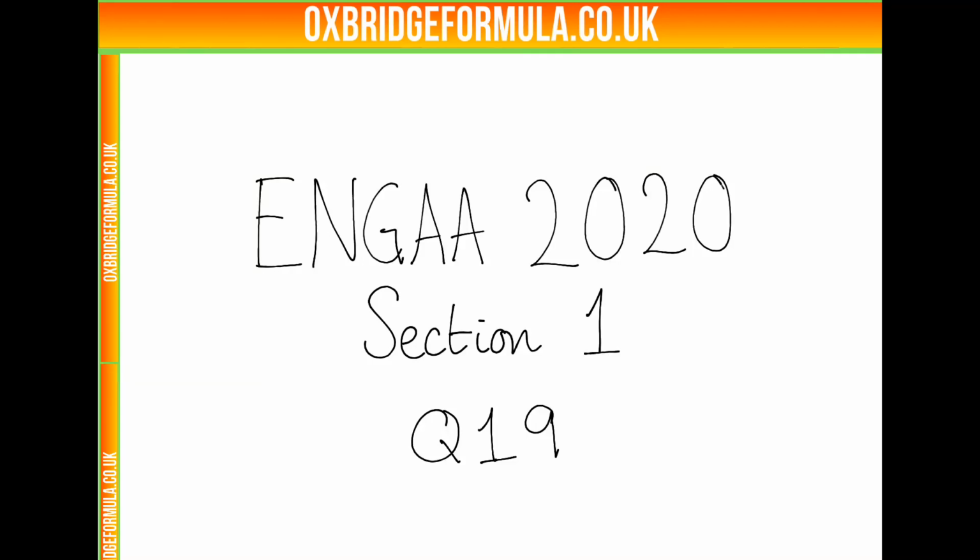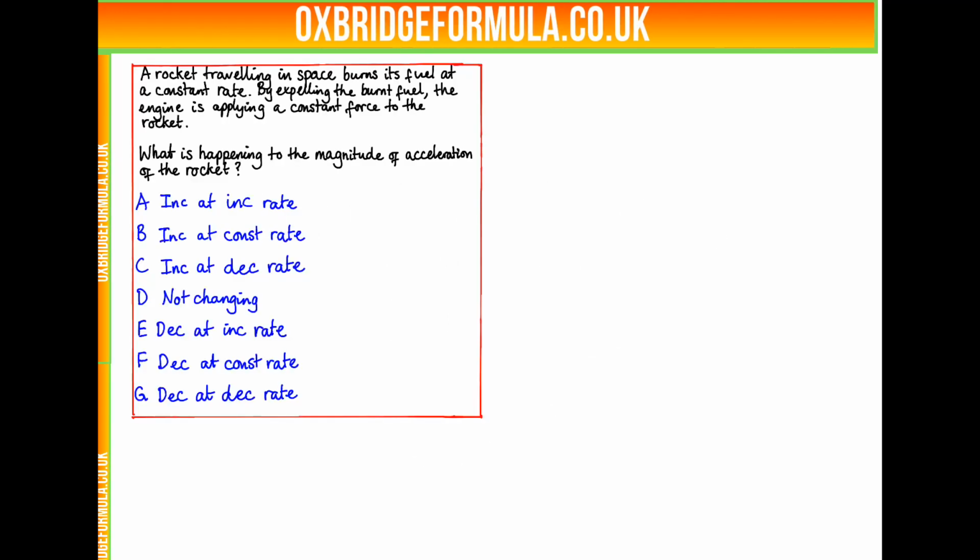This question is taken from the ENGAA 2020 Section 1 paper, and it is question 19. The question reads: a rocket travelling in space burns its fuel at a constant rate. By expelling the burnt fuel, the engine is applying a constant force to the rocket. What is happening to the magnitude of acceleration of the rocket?